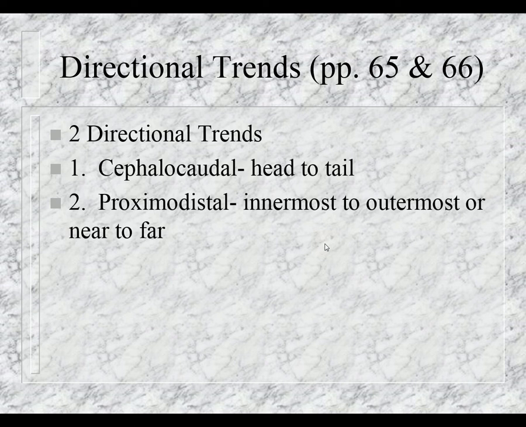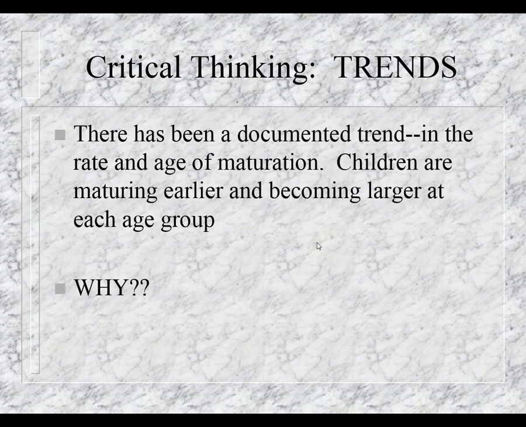One of the big things you want to remember when we're studying growth and development is that each child will grow at his or her own pace. Now, there's been a documented trend in the rate and age of maturation. Children are maturing earlier and becoming larger at each age group. So why are they saying this? Well, a lot of the research actually points to that we are getting better prenatal care. Now, there's also some research out there being done about things like the additives, such as growth hormone in our chicken, that's also speeded up the growth process.